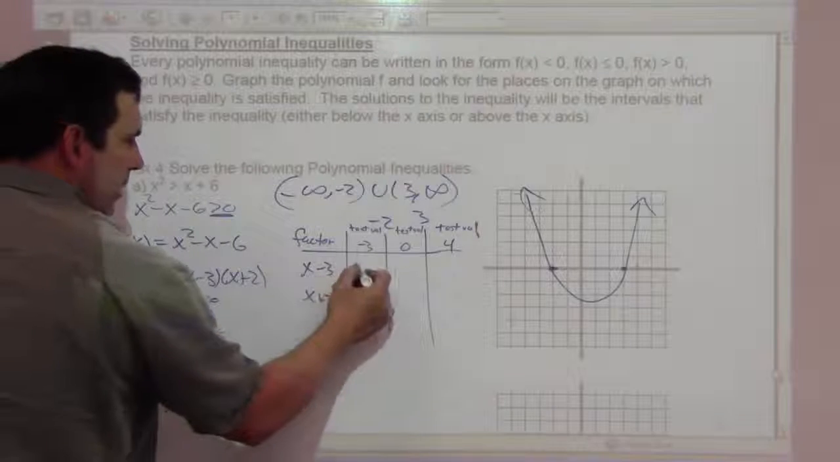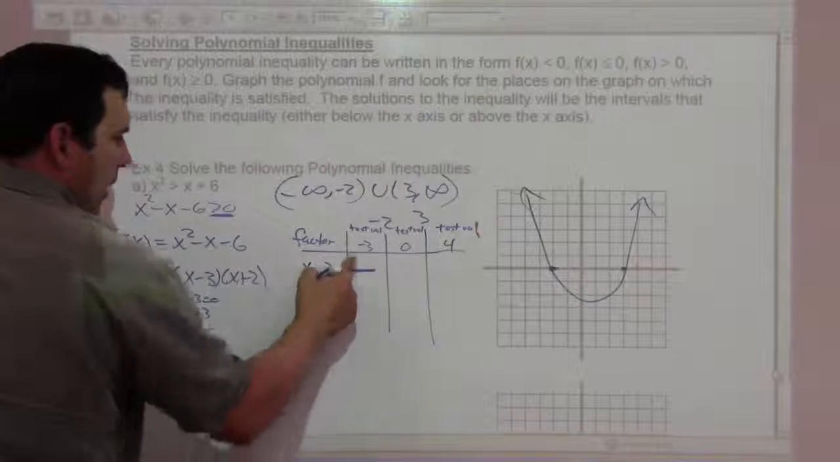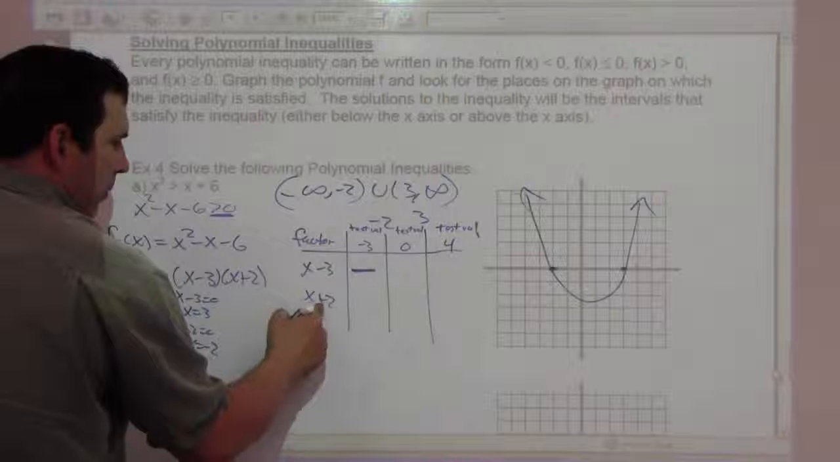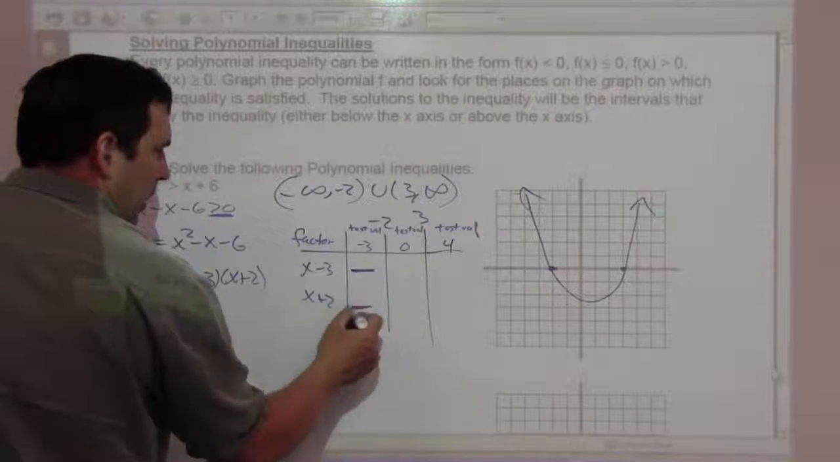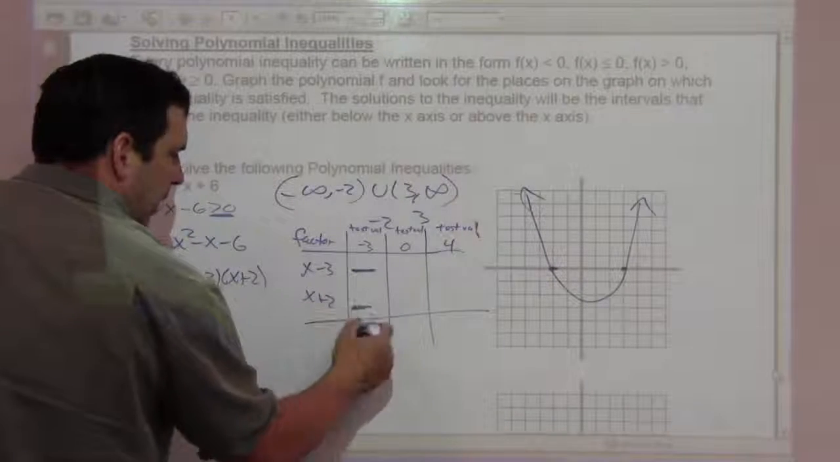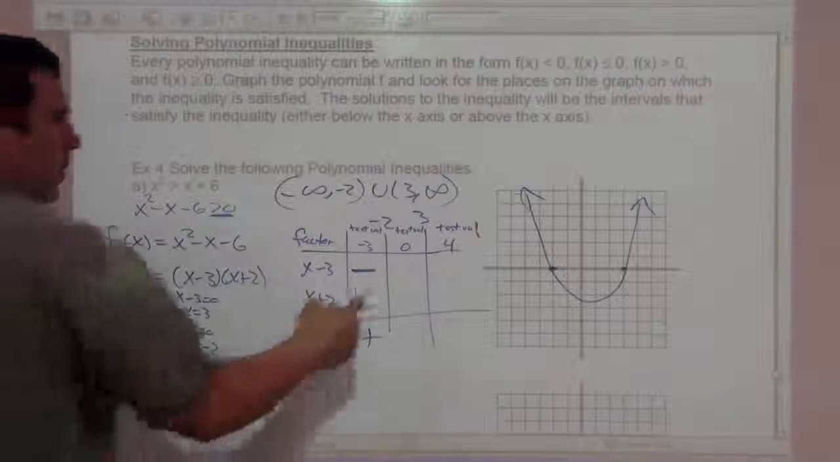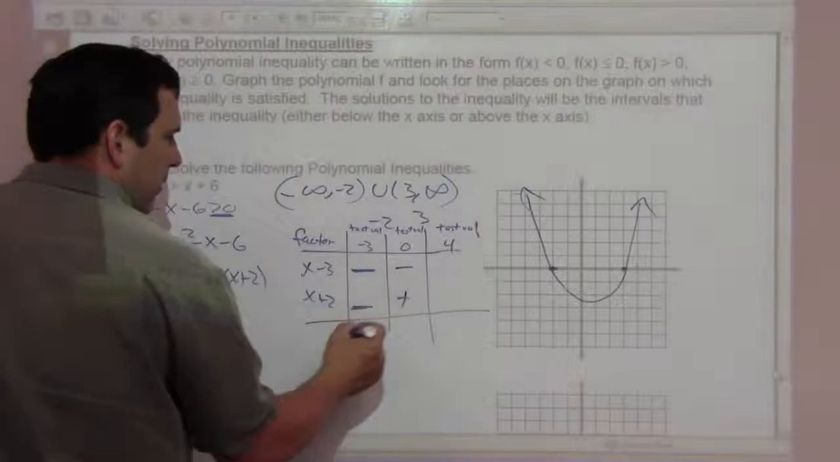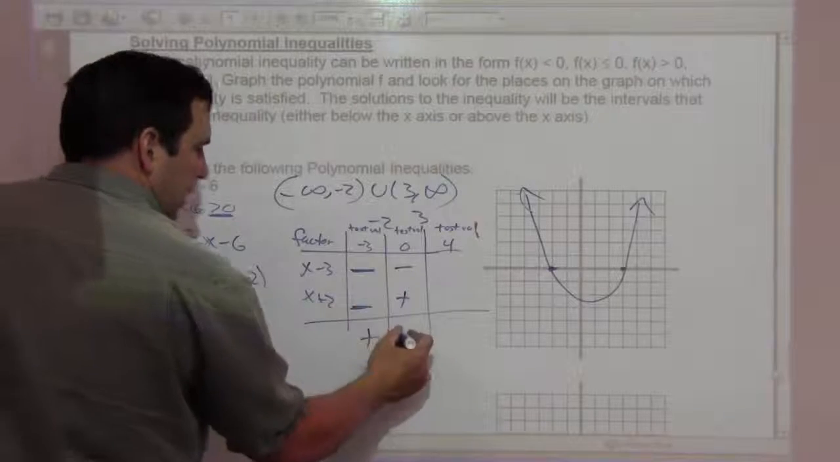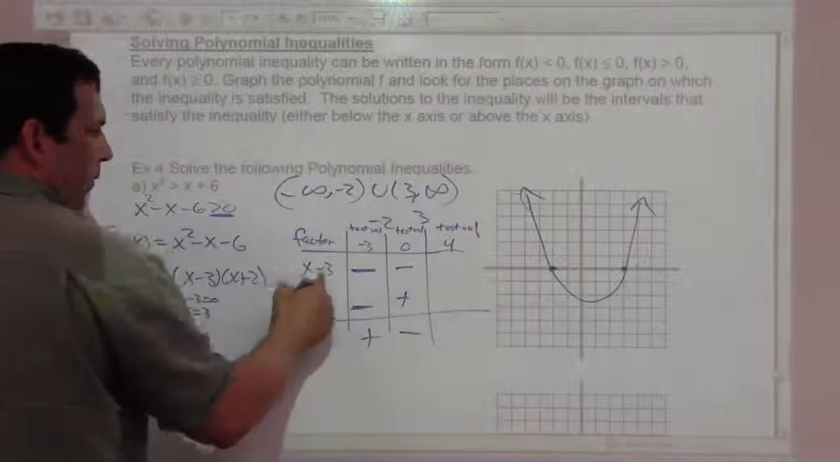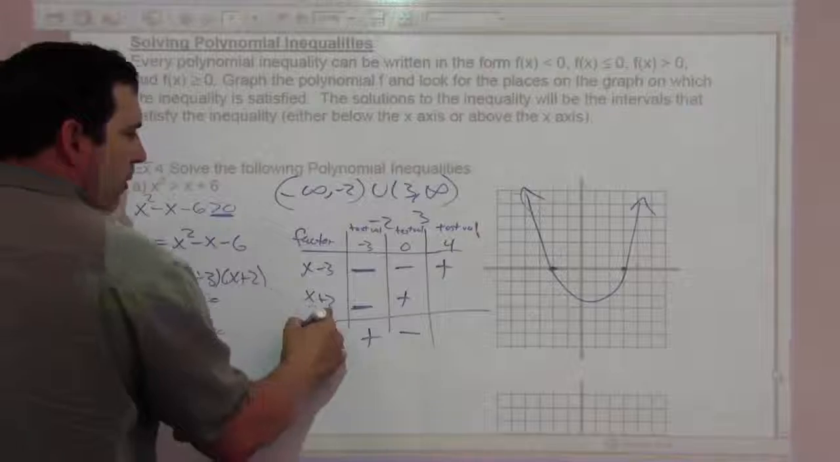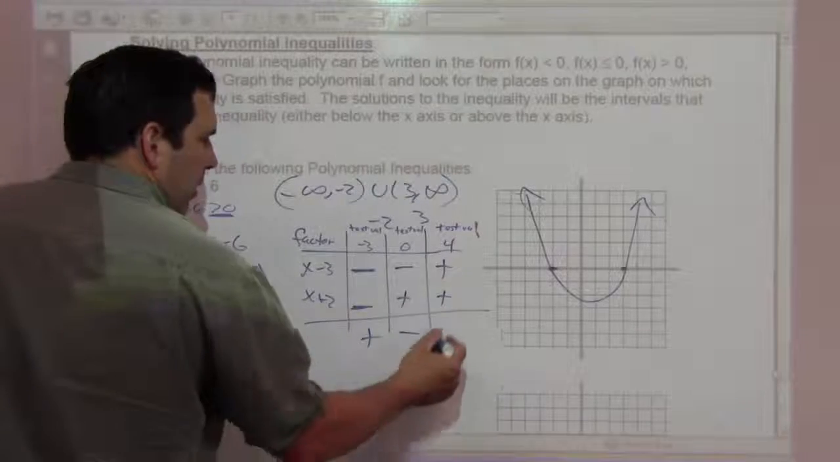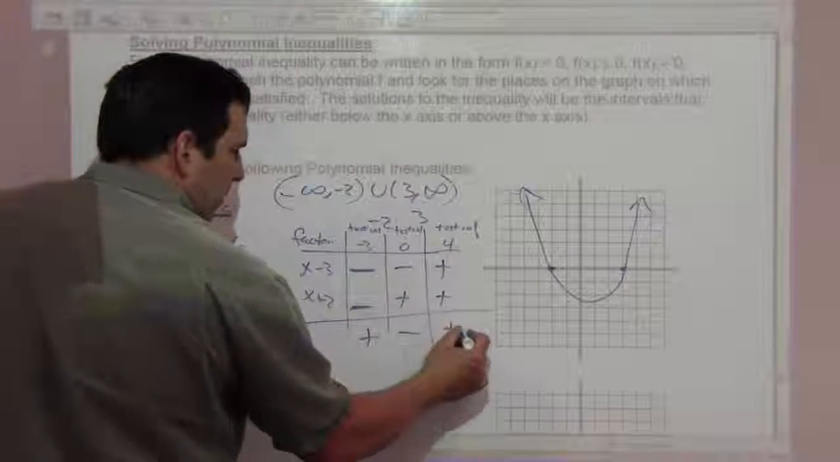Plug it in. Negative 3 minus 3 is negative 6. That's a negative. Negative 3 plus 2 is negative 1. That's negative. A negative times a negative is a positive. Put in 0. 0 minus 3 is negative. 0 plus 2 is positive. A negative times a positive is a negative. Put in 4. 4 minus 3 is positive. 4 plus 2 is positive. A positive times a positive is a positive.